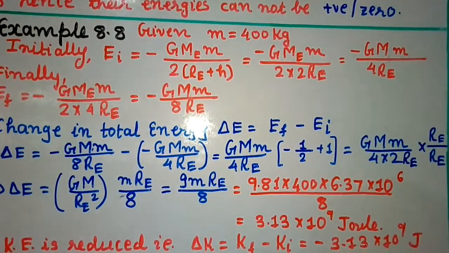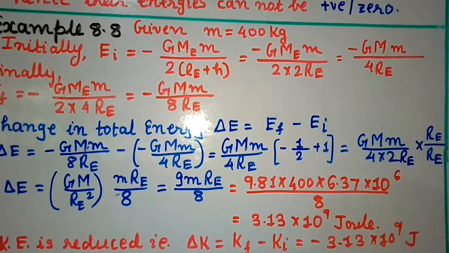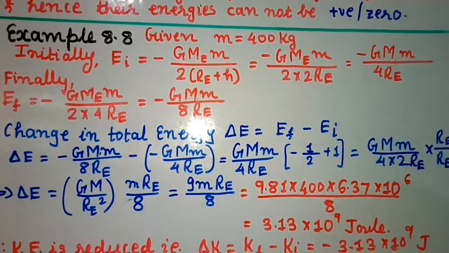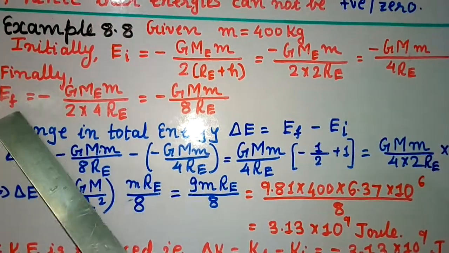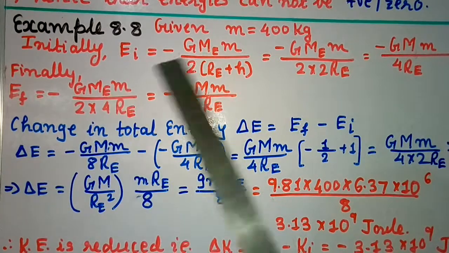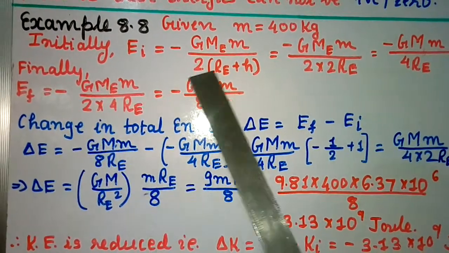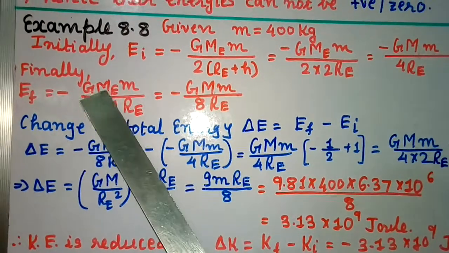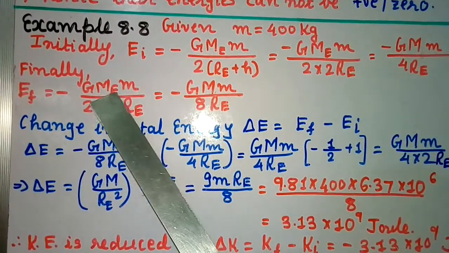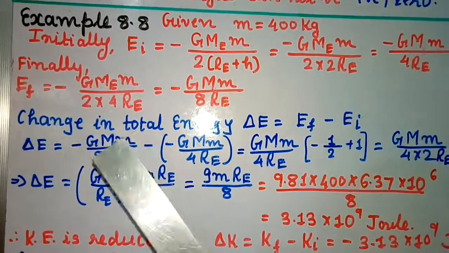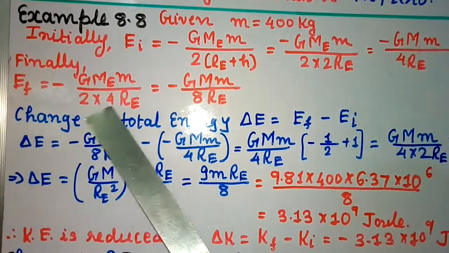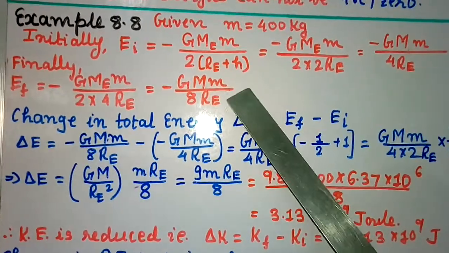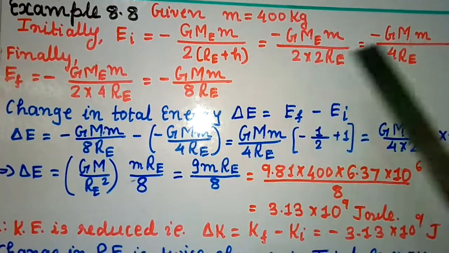Now finally we are taking the satellite to the radius of 4 Re. So that means this Re plus h I will replace by 4 Re. So Ef equals minus of GMm, this all as it is, 2 as it is, and into this value 4 Re, equal to minus GMm, this Me I am writing as M, neglecting this suffix, this means mass of the earth, and this small m, divided by 4 into 2, 8 Re. This product is 8 Re. So this is the final energy, and this is the initial energy.